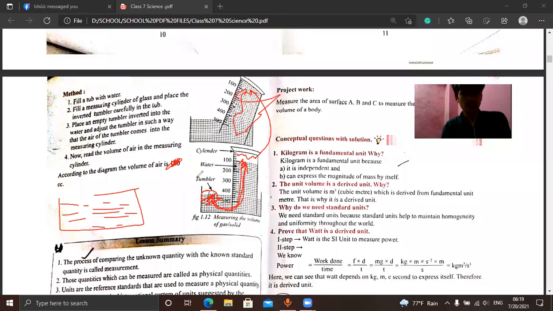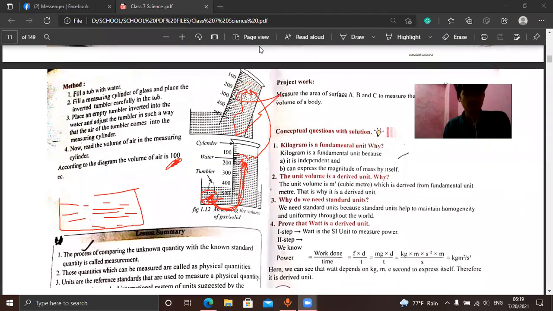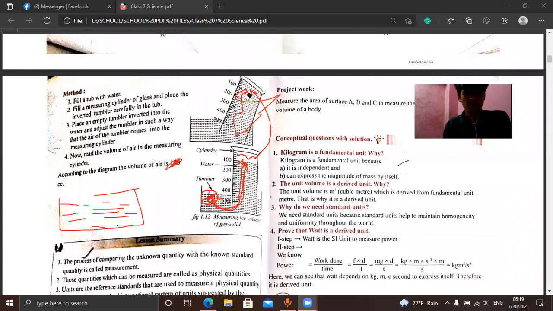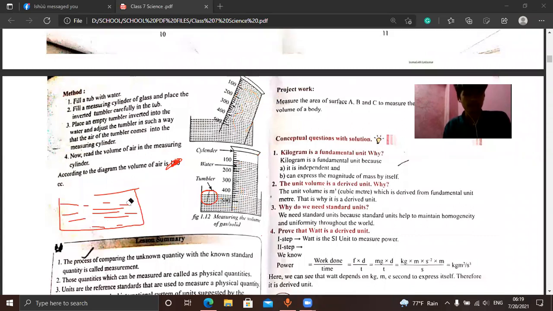So, understood how to calculate the volume? Yes, sir. Okay, then. Now we have the exercise part.